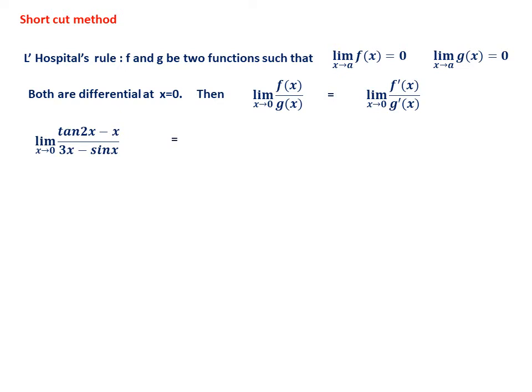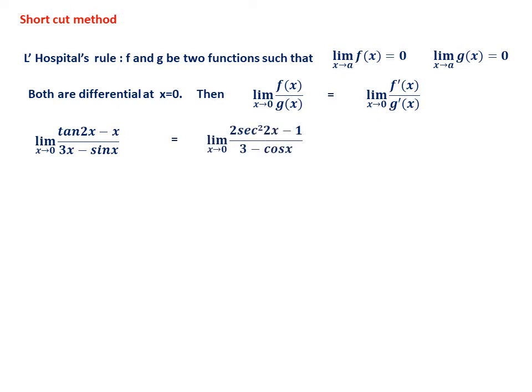What is f of x here? It is tan 2x minus x. And see here, when x tends to 0, tan 2x minus x is 0. Similarly, g of x is 3x minus sin x. And as x tends to 0, that is also 0. So it is 0 by 0 form. That's the first condition. Second, both are differentiable.